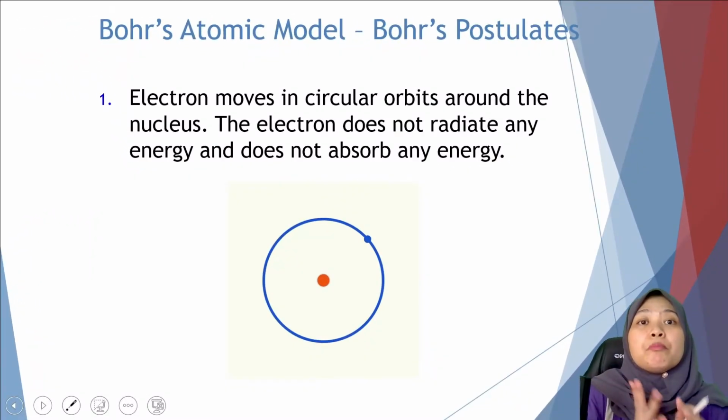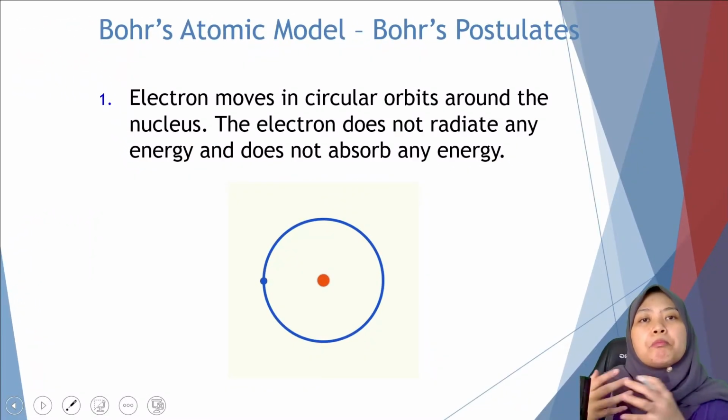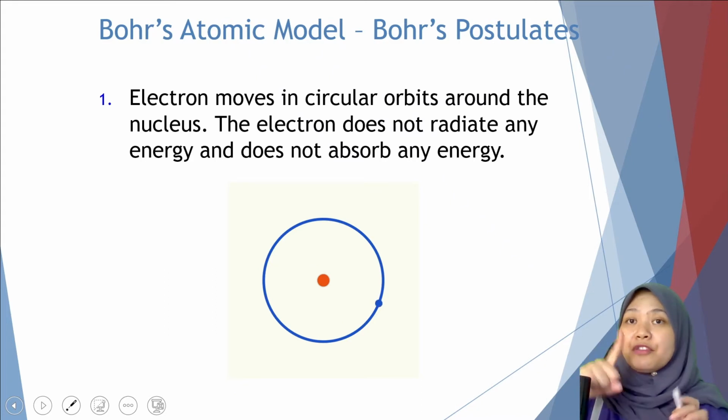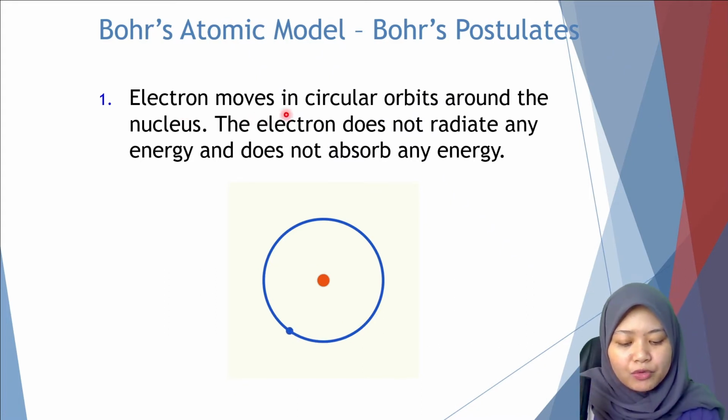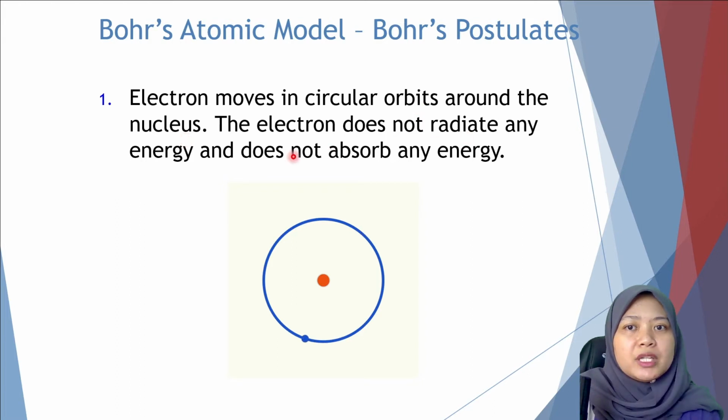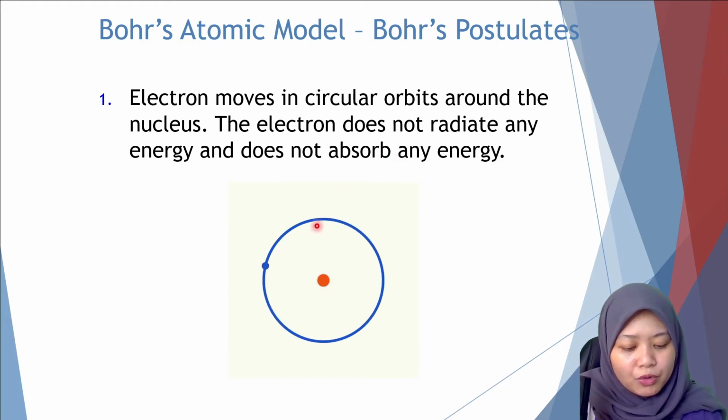There are 3 Bohr postulates about Bohr's atomic model. The first one is electron moves in circular orbits around the nucleus. The electron does not radiate any energy and does not absorb any energy. Here, the red one is the nucleus and the electron will move in a circular orbit around the nucleus.